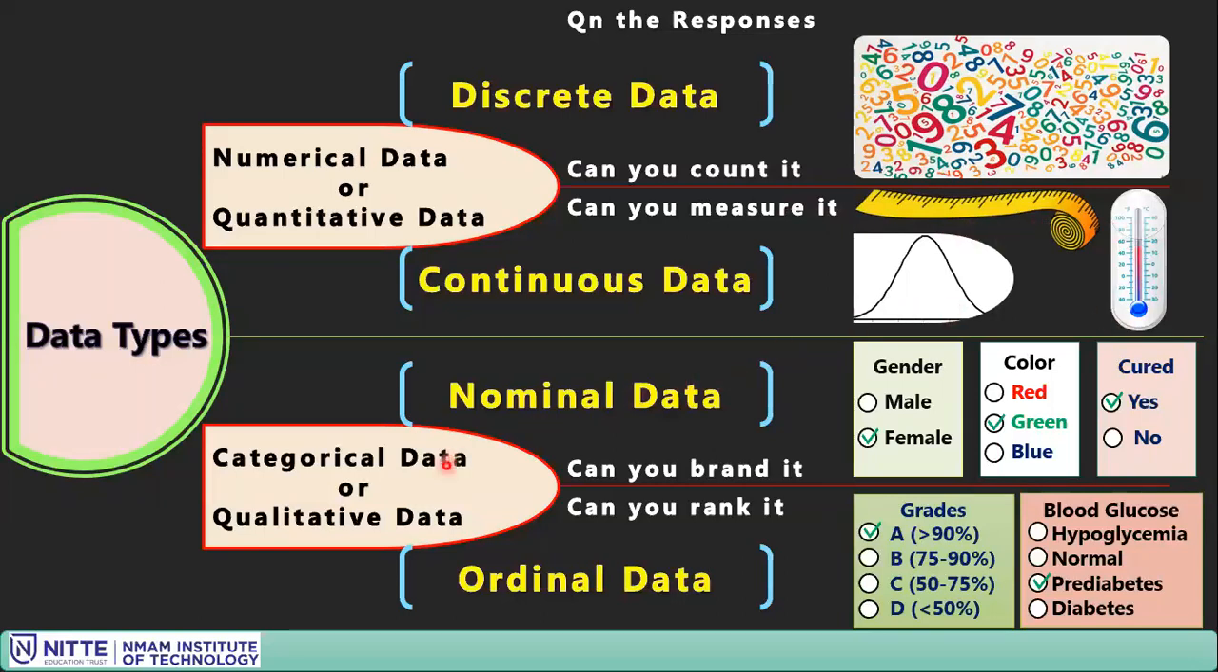Then categorical data, there are mainly two types again. We call them nominal data and ordinal data. Nominal data are the ones where you can name them, something like nomenclature, for example gender, male or female, the color RGB, or a disease state, whether it's cured or not, yes or no. It's equivalent to dichotomous data.